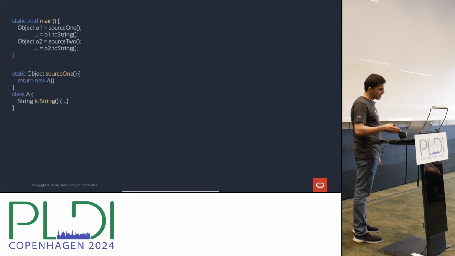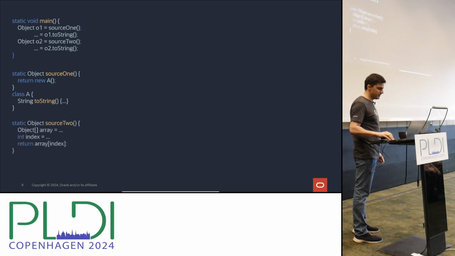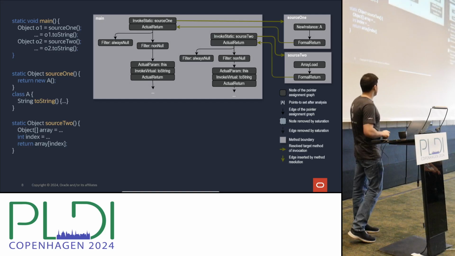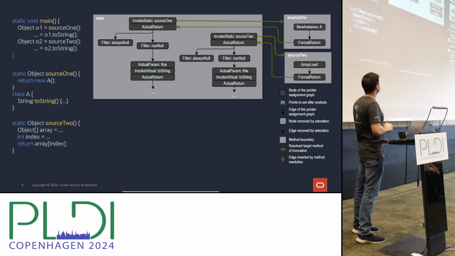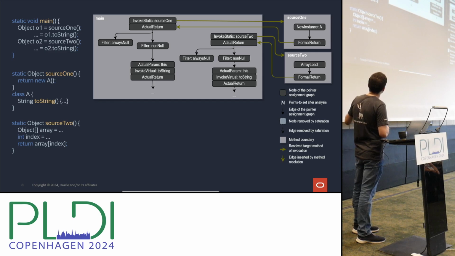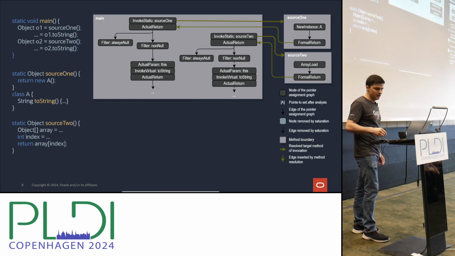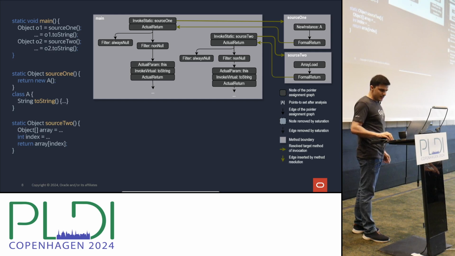Source1 always returns an A and implements toString. Source2 loads a value from an object array and returns that to its caller. Then we parse this code and build our type flow graph, where each node in the graph models one of the operations. They are linked with use edges that propagate type information to their successors.